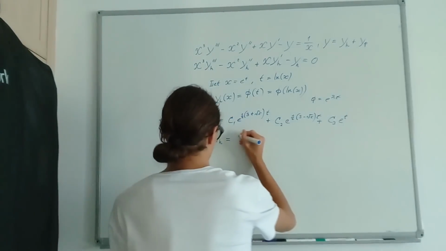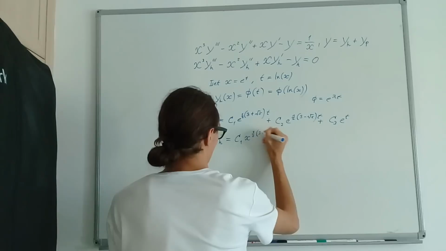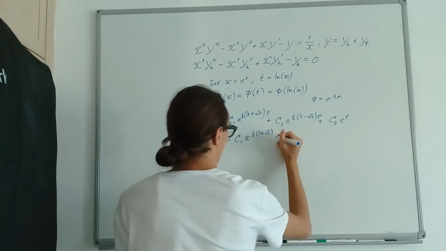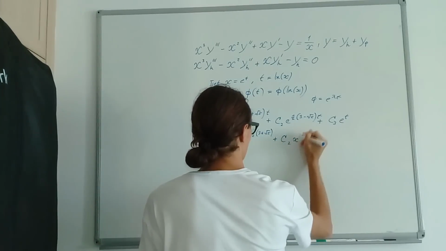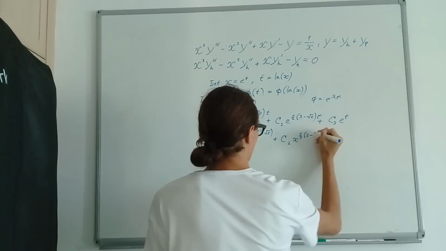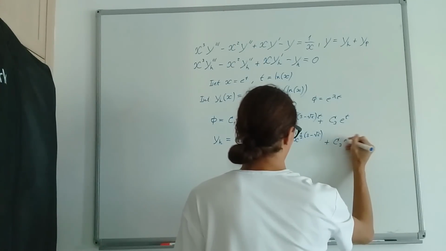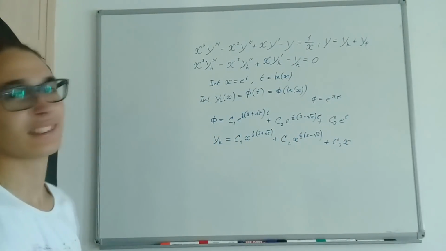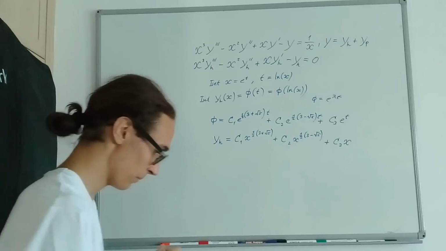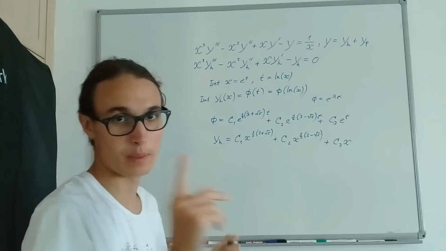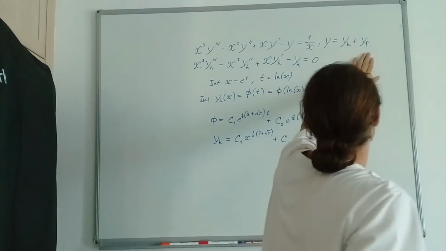Like, we just get c1 x to the 1/2 (3 square root of 5), no t anymore, that's gone. c2 x to the 1/2 (3 minus square root of 5) plus c3 x. Nice! We're almost done. We're almost done, I promise you. But now just bear with me for one more moment, because now it's time to find this.